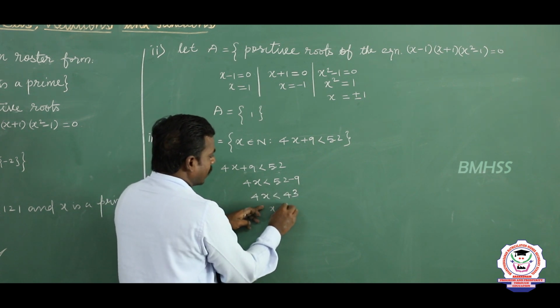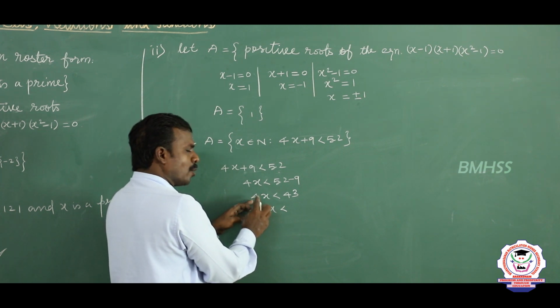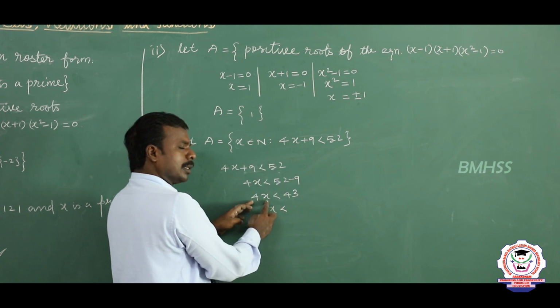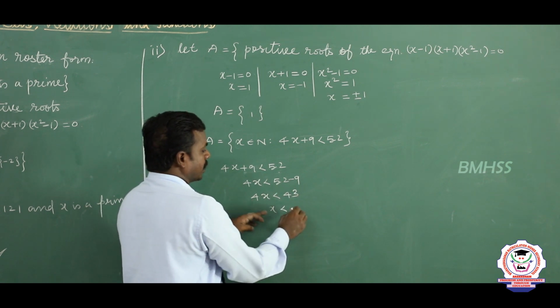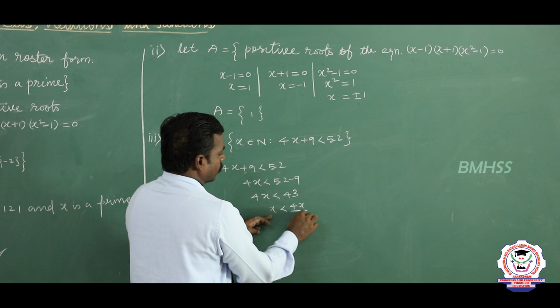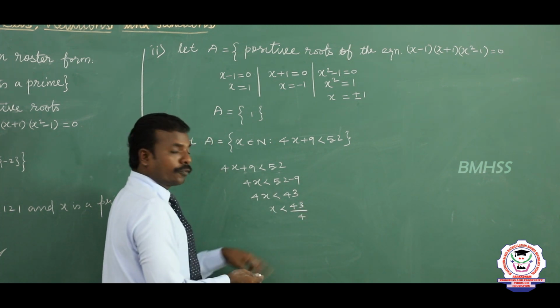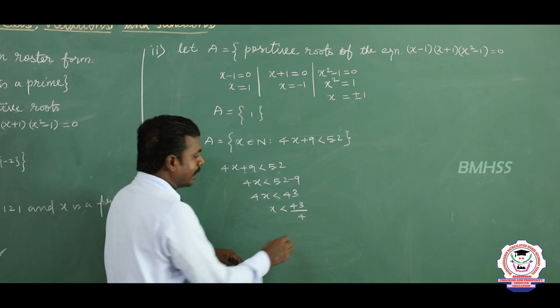So x less than 2, this 4 into x. So this 4 I want to take into right side. This is in multiplication, so multiplication to division. So 43 by 4. 4 how many times in 43? That is 10 times.